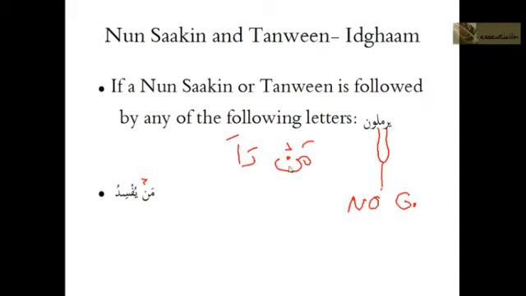Okay. Noon sakin followed by ra. Marra'a. We're putting the noon into the ra. It's disappearing. Marra'a. But there is no ghunna.